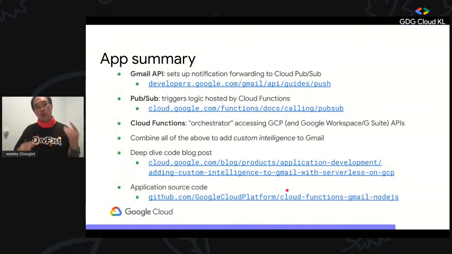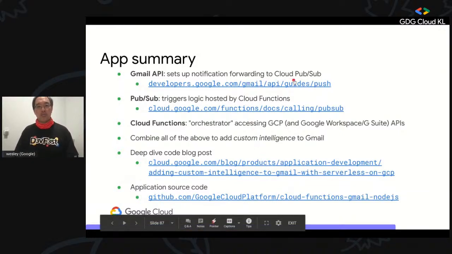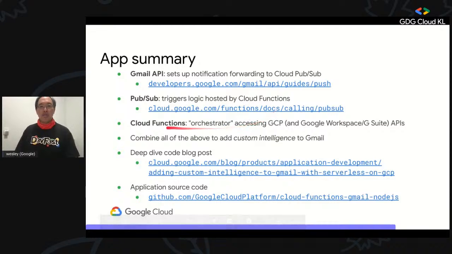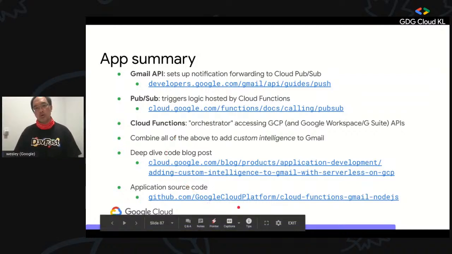So if you want to learn how Gmail can forward to PubSub, there's a link there. If you want to learn how PubSub can kick off a Cloud Function, there's a link there. But really the main idea is that Cloud Function orchestrates all the things that are happening. You can read more about this sample in the blog post, or you can just go grab the source code and take a look at it.